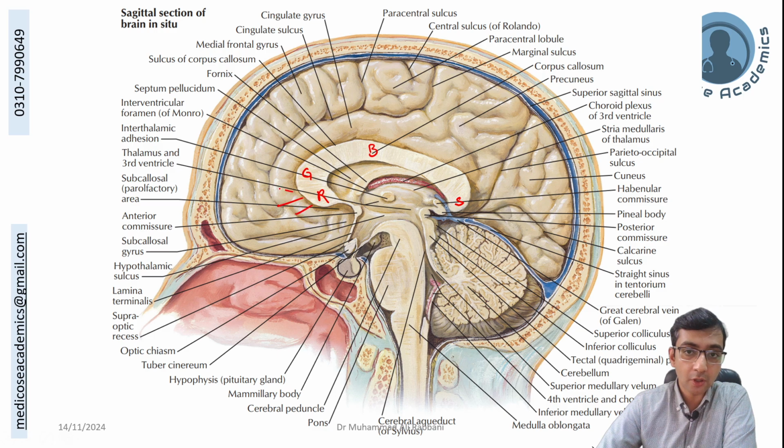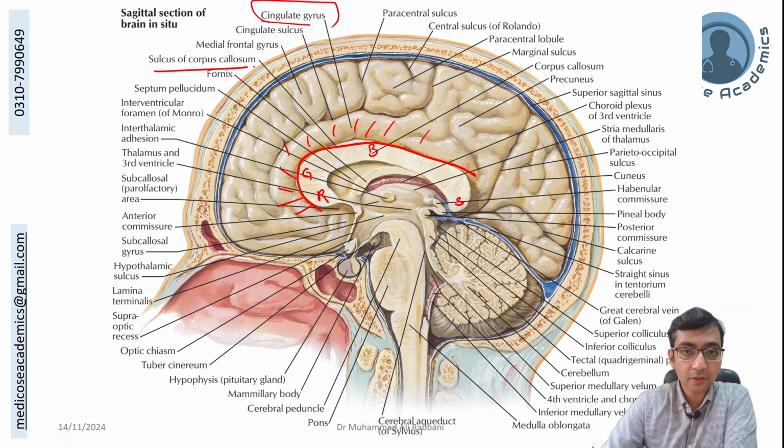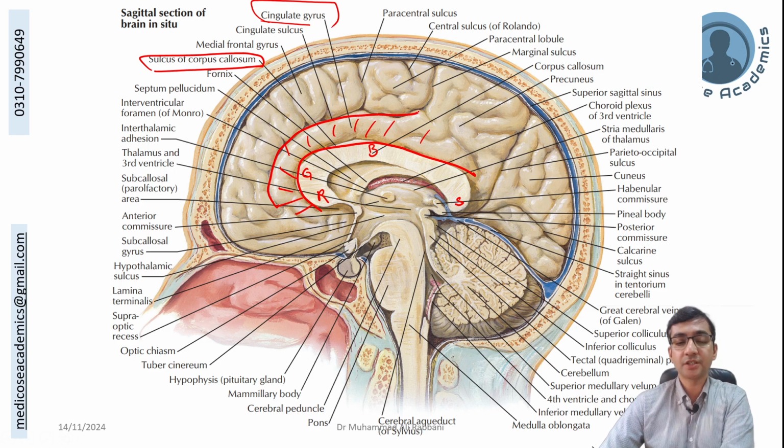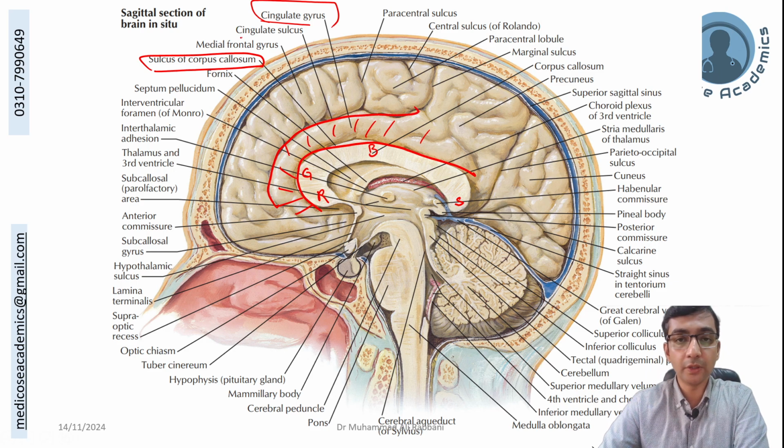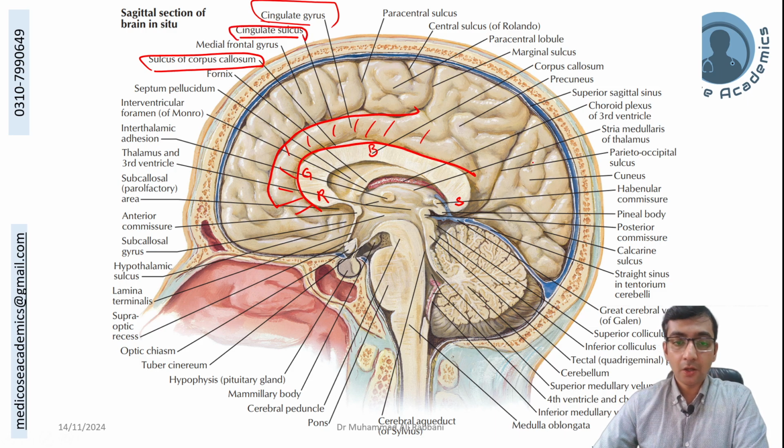Above and parallel to it, another gyrus is there. This gyrus is called the cingulate gyrus. Between the cingulate gyrus and the corpus callosum is a sulcus. This sulcus is called the callosal sulcus or sulcus of the corpus callosum. And the sulcus that is separating the cingulate gyrus from the structures above is called the cingulate sulcus. That's done.